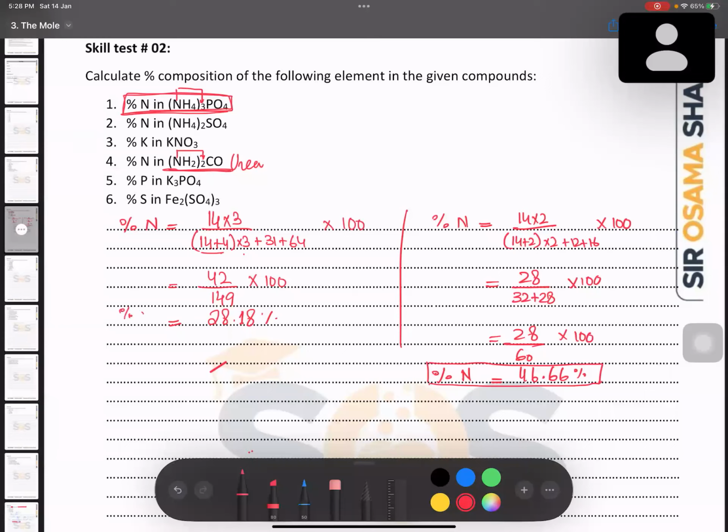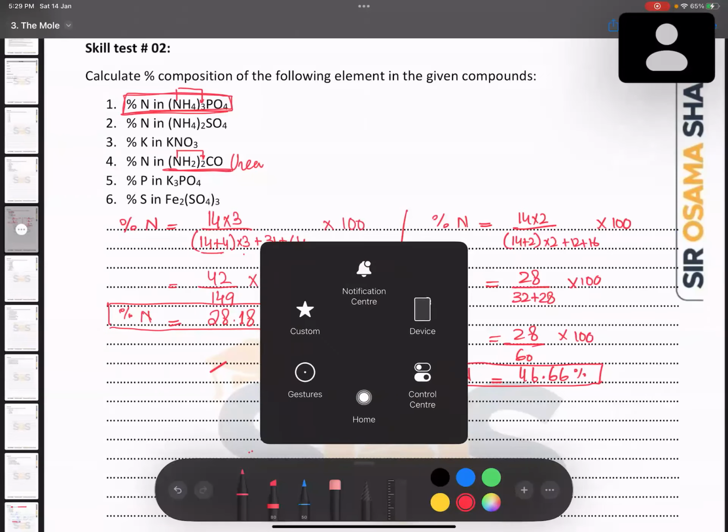Yes, sir. 46.66. Same. This is the way that you can find out the percentage of any element in the compound. So in this way you can find it out, right? Over here we have 4 more questions. You need to solve question number 2: find out nitrogen in ammonium sulfate. In question number 3, find out potassium in potassium nitrate. In the 5th one, find out phosphorus in potassium phosphate, and in the 6th one, sulfur in iron sulfate.